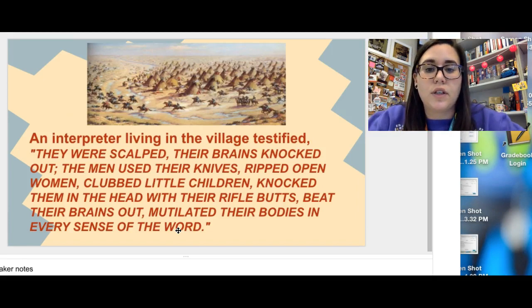An interpreter that lived in the Sand Creek village testified, "They were scalped, their brains knocked out. The men used their knives, ripped open women, clubbed little children, knocked them in the heads with their rifle butts, beat their brains out, mutilated their bodies in every sense of the word."